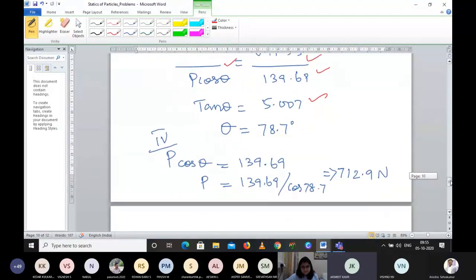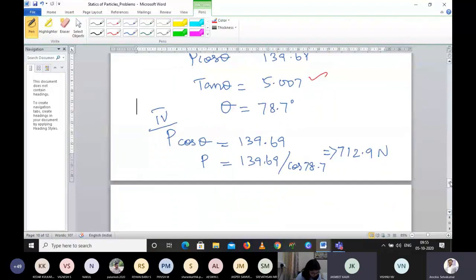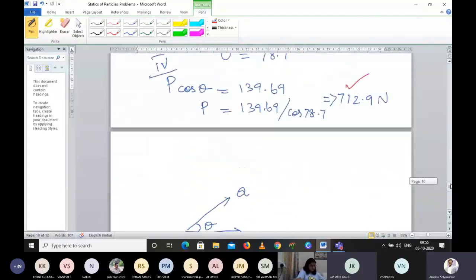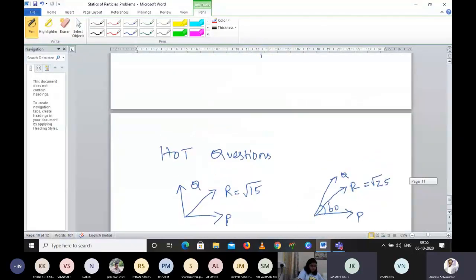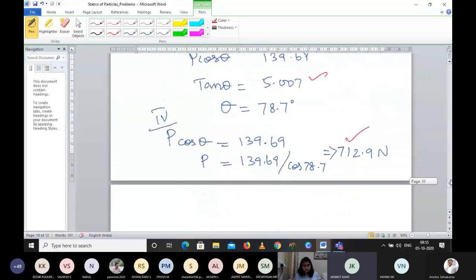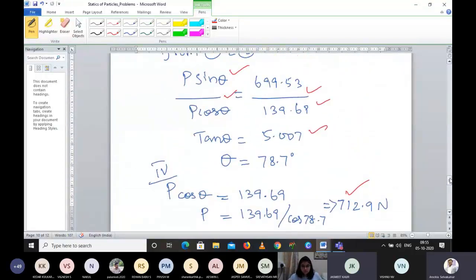Similar step. Nothing has changed compared to the previous one. Only the slope is different. Again, same method. Calculate P. Once done, what do you have to do? You know that. Final answer, how do you have to give? Here, how will you mark the final answer?